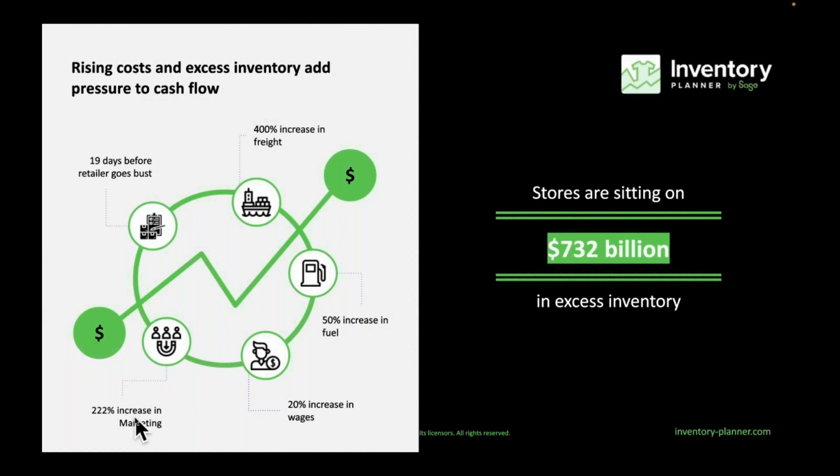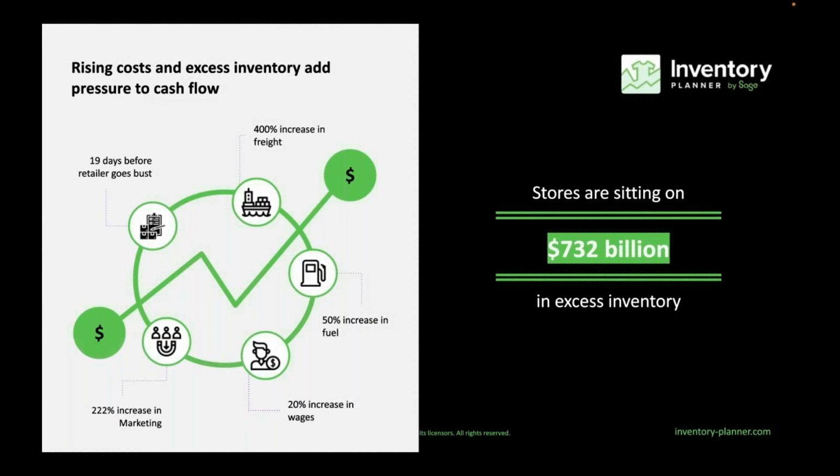And what I mean by marketing is even when you market on Google Ads or Facebook or Instagram, that's gone up about 222%. So all of this has resulted in, when we run the numbers, an average retailer having about 19 days of cash on hand before they go bust. So we're at a point in time where it's more important than ever to get the cash inflows and outflows right. And the primary way in which you do that is through inventory.